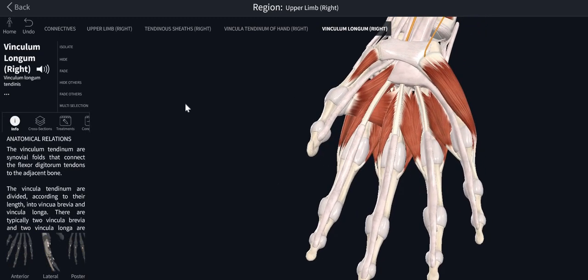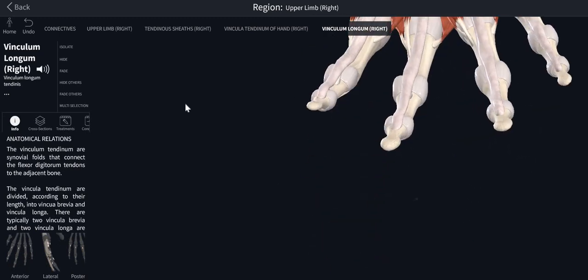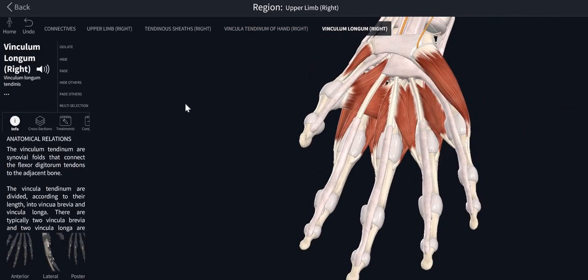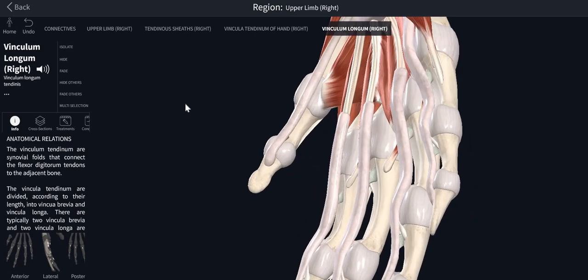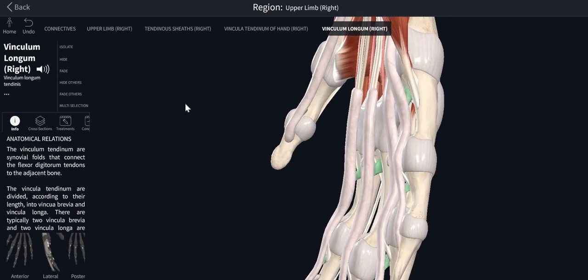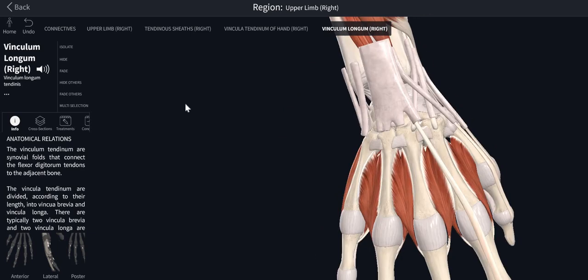Another thing that we have that's related to this part of the hand is those ligaments right here. They are hidden under the tendons, and they connect the tendons of the flexor digitorum muscles and the bones. There are two parts, long and short ones, and they are called the vinculum ligaments. Vinculum ligament.